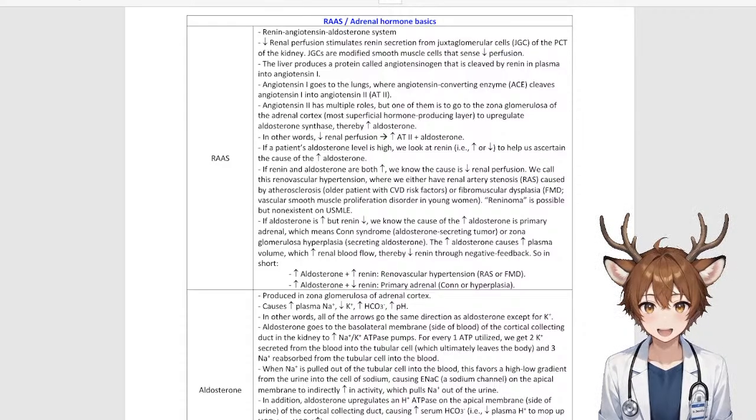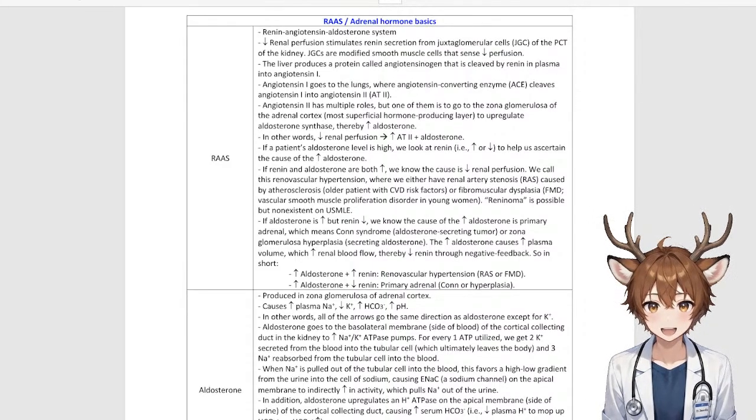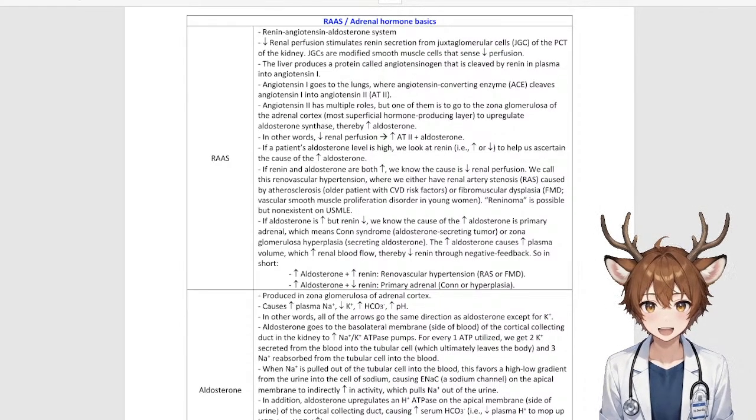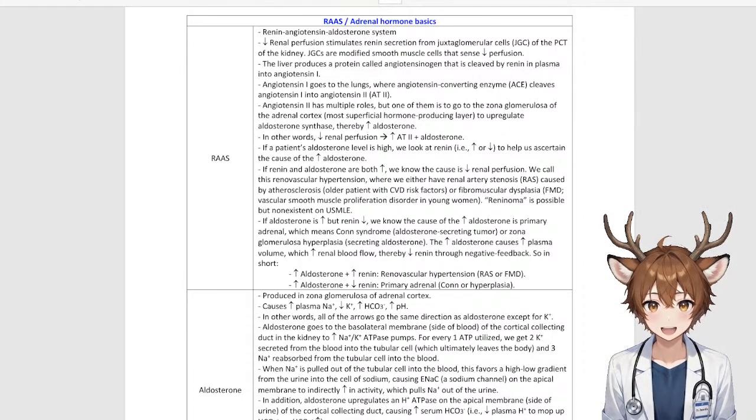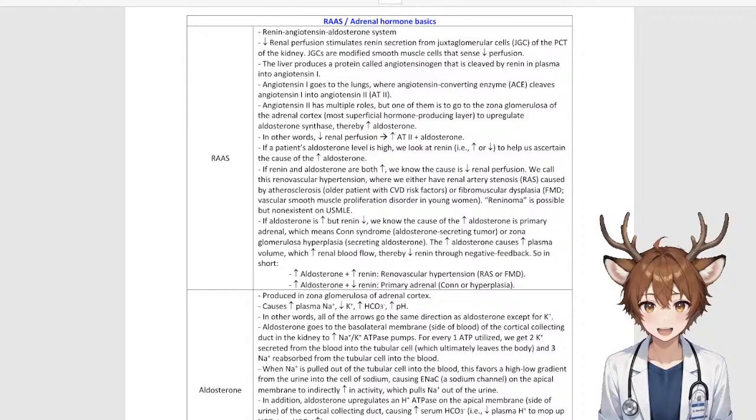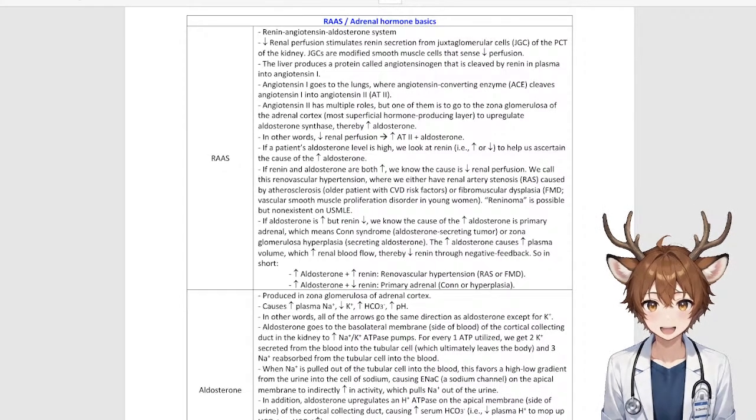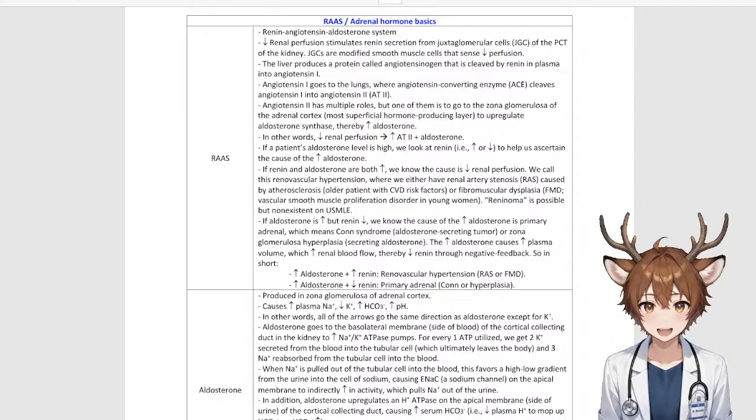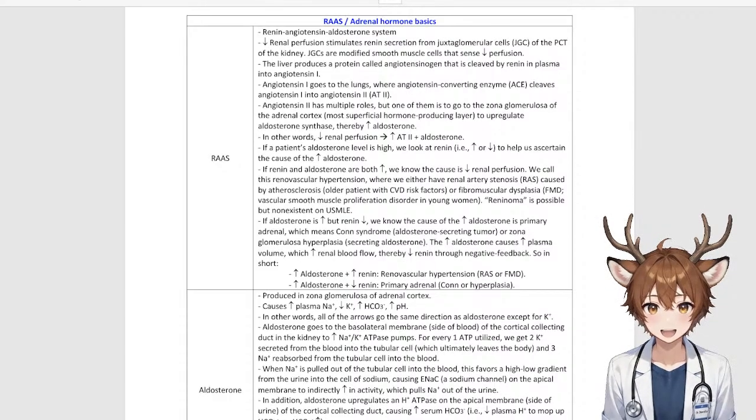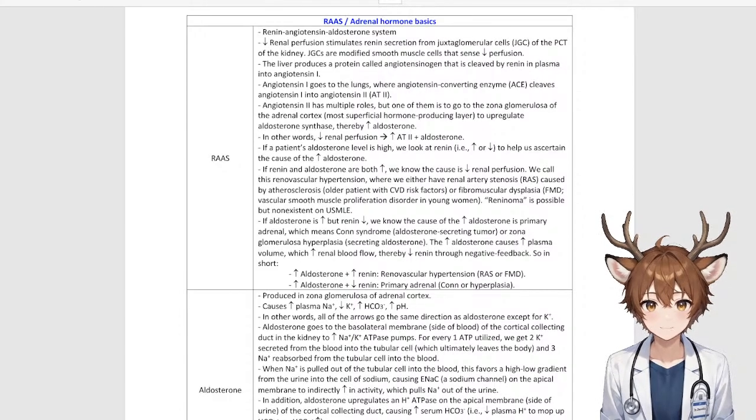If aldosterone is elevated but renin is decreased, then we know the cause is primary adrenal, which means that Conn syndrome, an aldosterone-secreting tumor, or zona glomerulosa hyperplasia secreting aldosterone might be the cause. The elevated aldosterone causes the elevated plasma volume, which causes an elevated renal flow, thereby decreasing renin through the negative feedback mechanism.